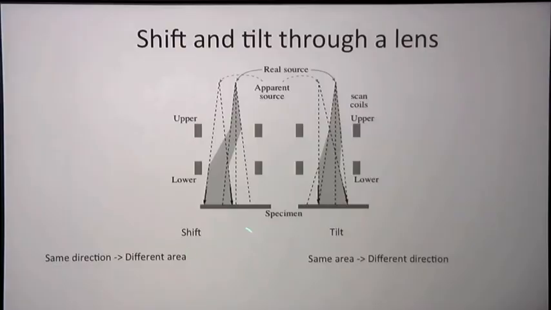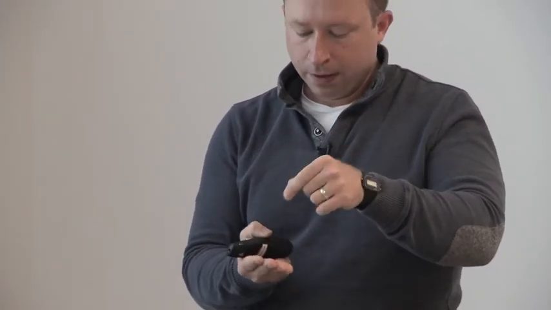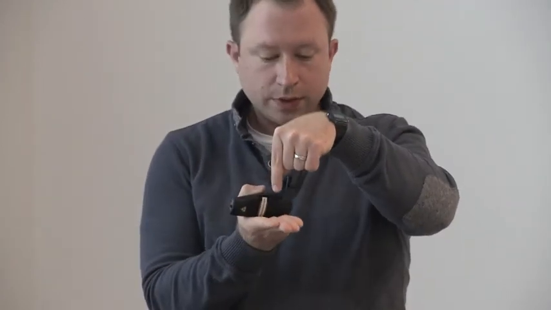But I just want you to understand the difference between tilt and shift. Shift means you're keeping the beam at the same angle with respect to the optical axis or your sample, but you're changing its position. You do that by pushing on the beam in the crossover plane. Tilt is the opposite of that. We're keeping the beam in the exact same position, but we're changing its angle. So when you're adjusting shift and tilt, this is what you're doing.